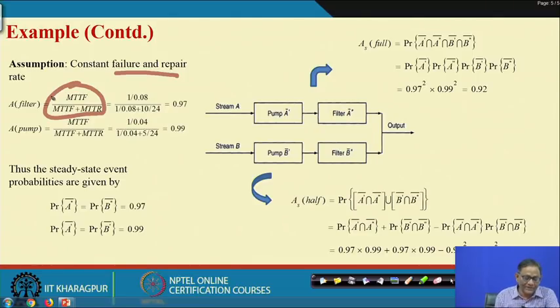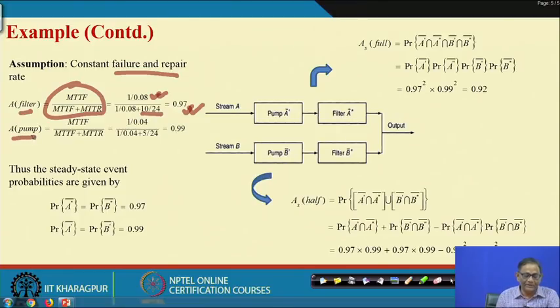Now, what is the mean time to failure for filter? So, filter failure per day is 0.08, that is the rate. So, then 1 by that rate will give you the mean time to failure, and what about the mean time to repair? Repair is basically 10 hours, you have 24 hours a day. So, that is why 10 by 24, and 0.08 is also that much, that is the rate per day. So, we have converted everything in terms of day, and then you got the availability for filter is 0.97. Please remember that both the filters are identical. So, its availability is also identical, 0.97.